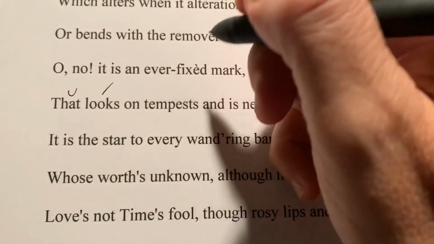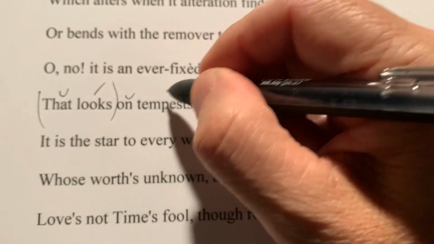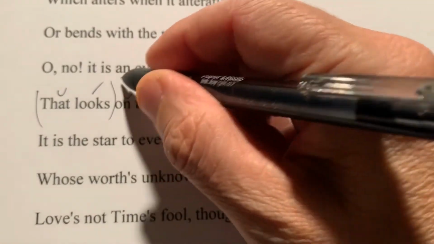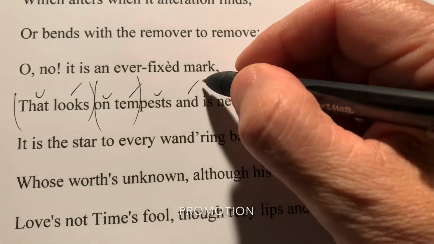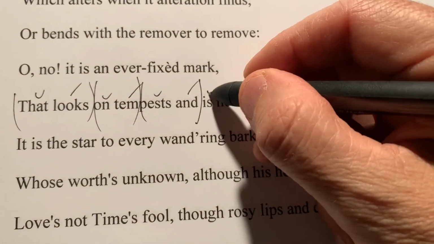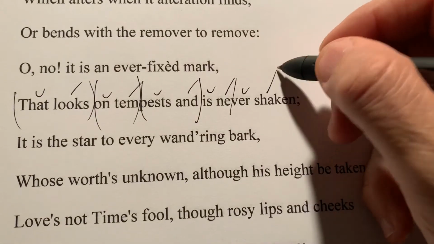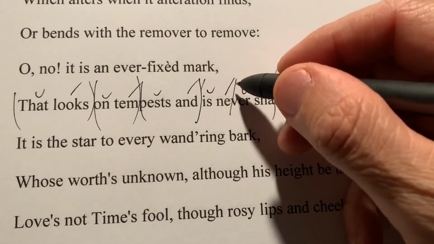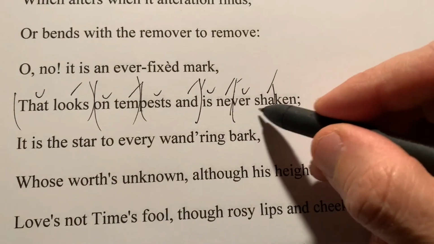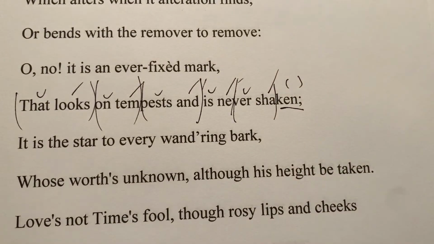That looks, there's the first foot, on tempests, and that's the caesura right there, is never shaken. That's where the line officially ends, and this part is extrametrical. It doesn't count. It's a feminine ending.